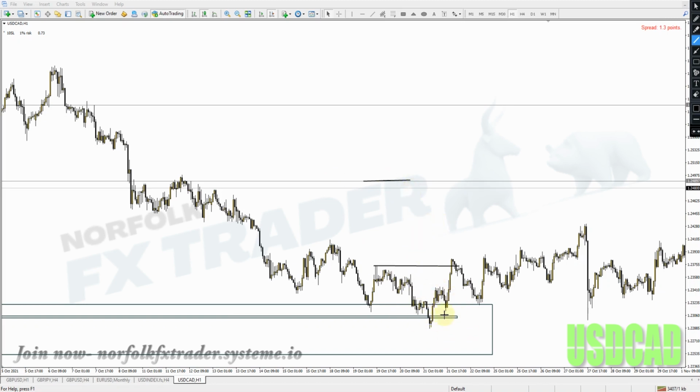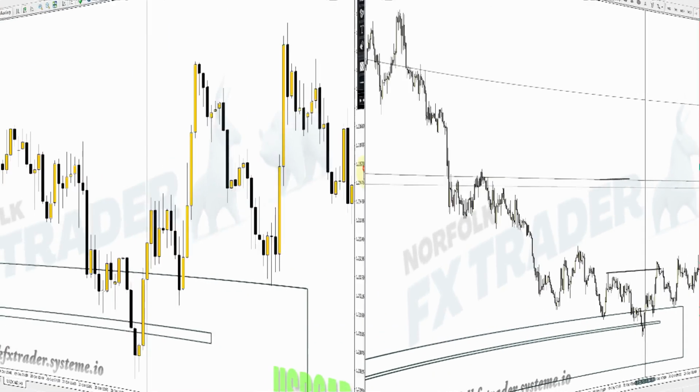So how do we look for this entry? Well, what we're going to look for now, with that change of character, is an area of demand to be created on the 1 hour time frame to capture this entry. So let's now go closer into this area of price, and I'll show you exactly how you will use this to find your entry and fine tune that reversal in the market.